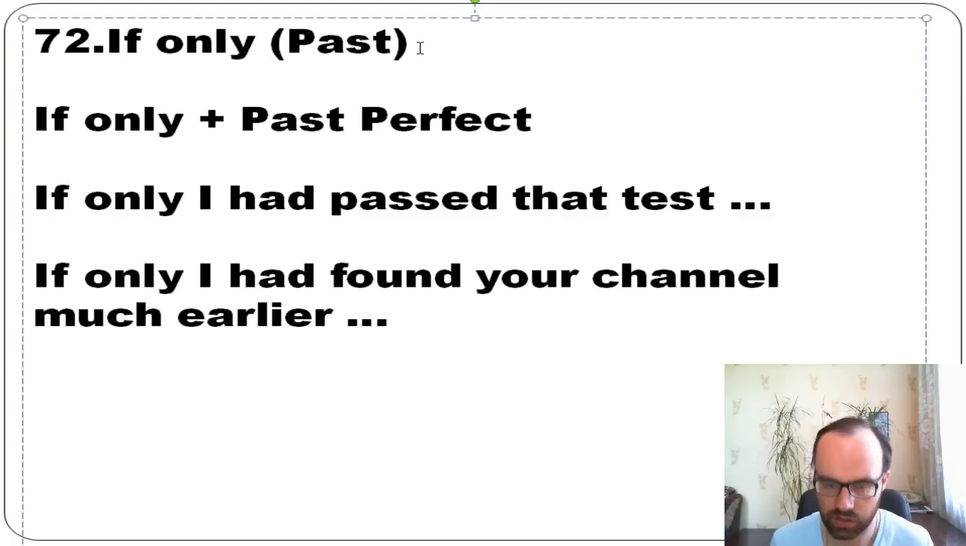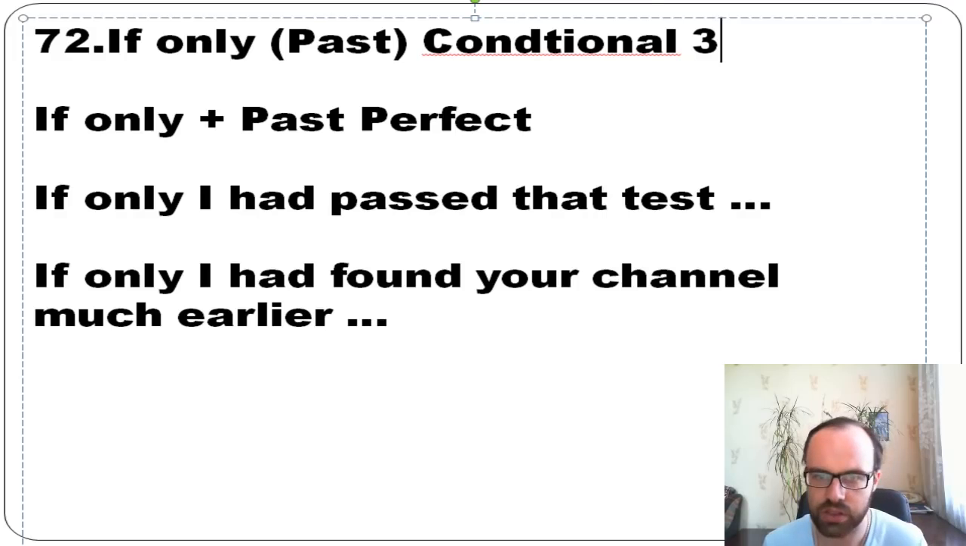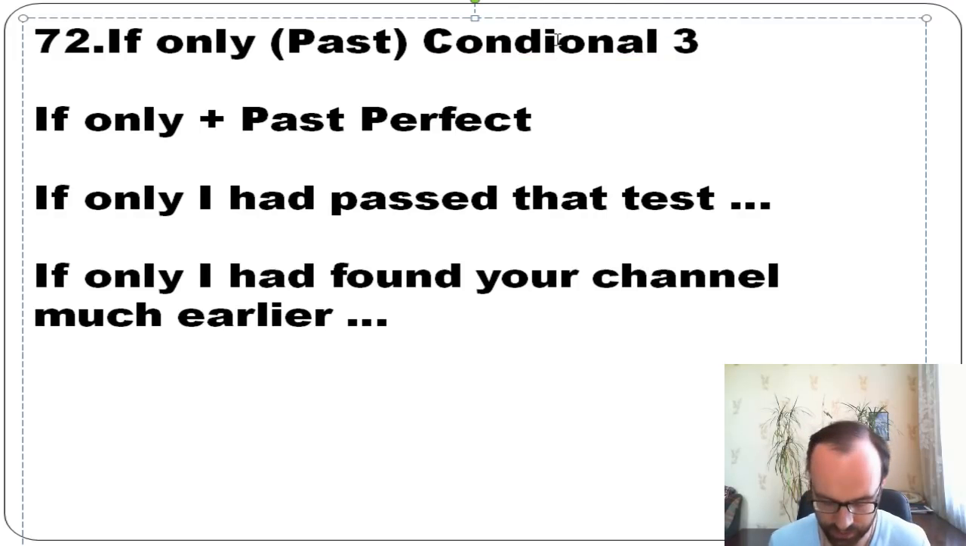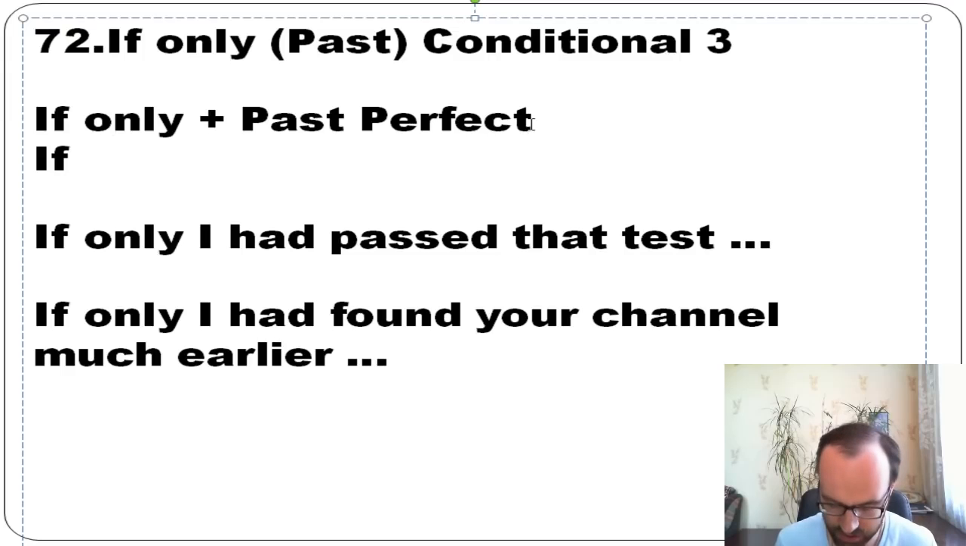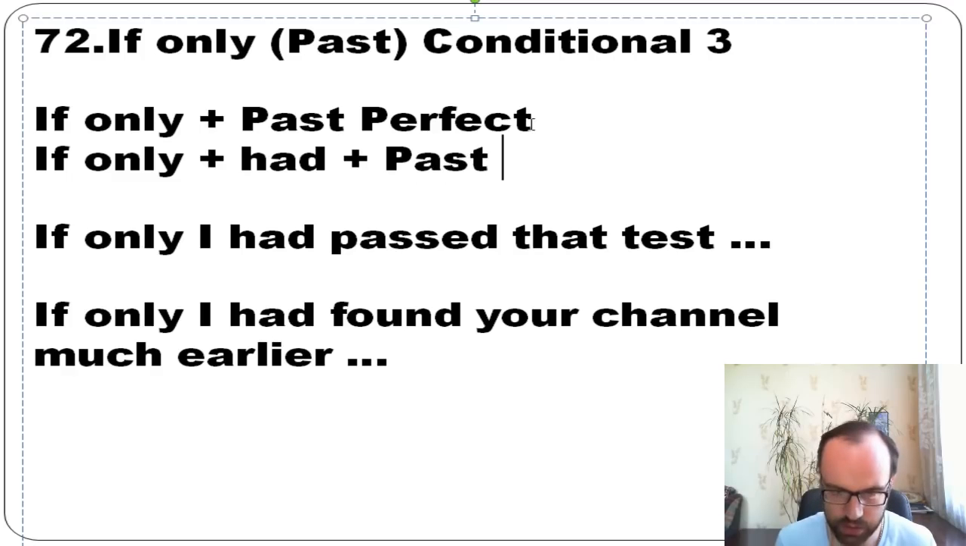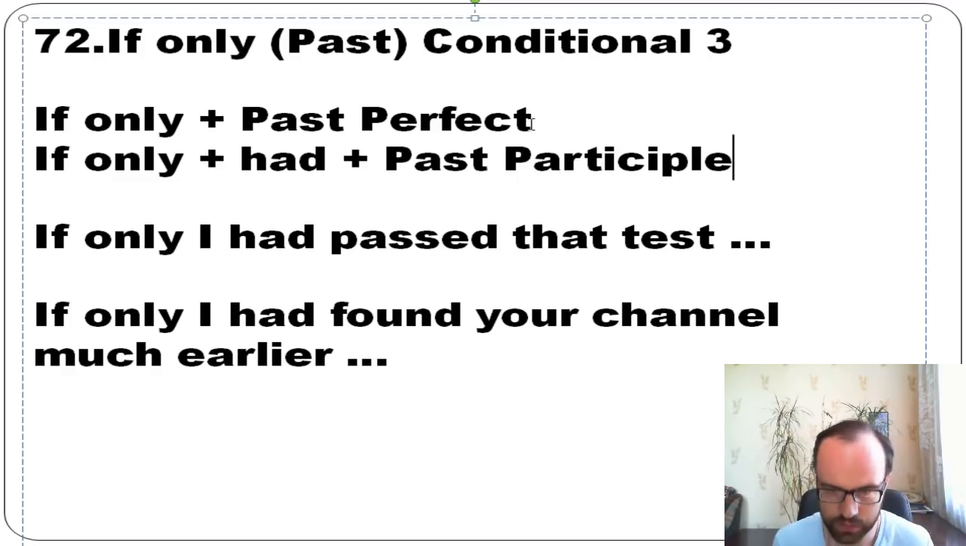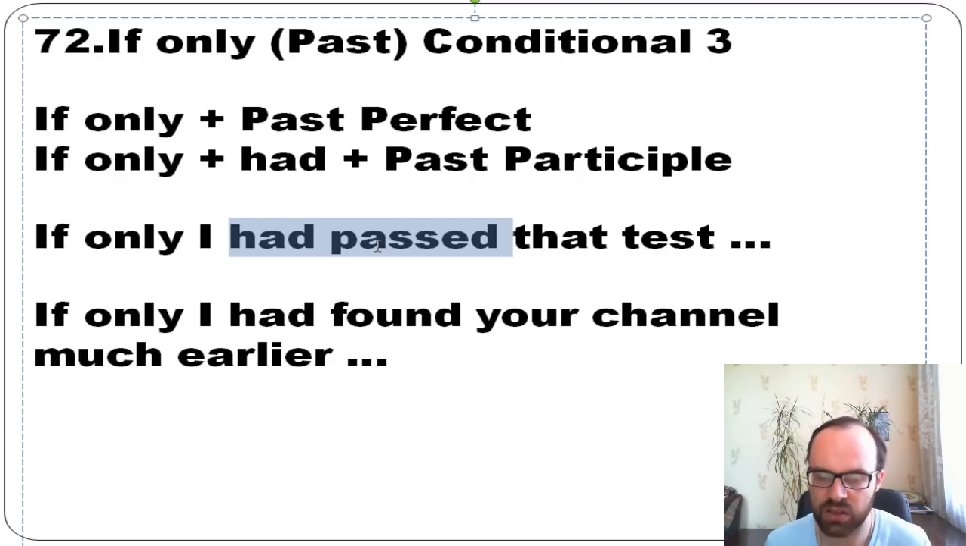And if you want to use the structure talking about the past, we call it the third conditional. So you need to use if only plus past perfect. And what is past perfect? It's had plus past participle, or the third form. Look, if only I had passed that test. It means that, in fact, it's just in my imagination. I didn't pass it, but it's my wish. It's a very strong wish.